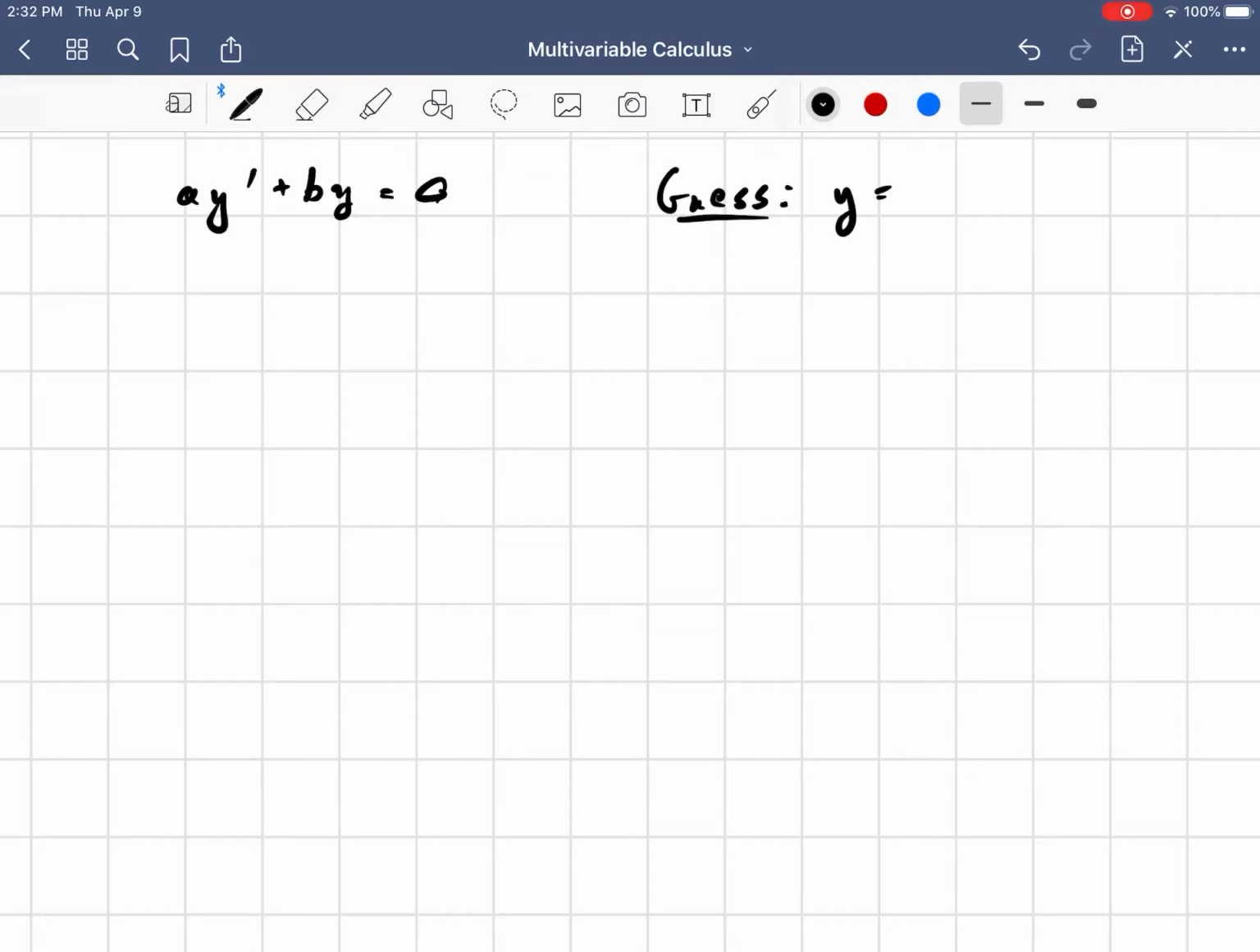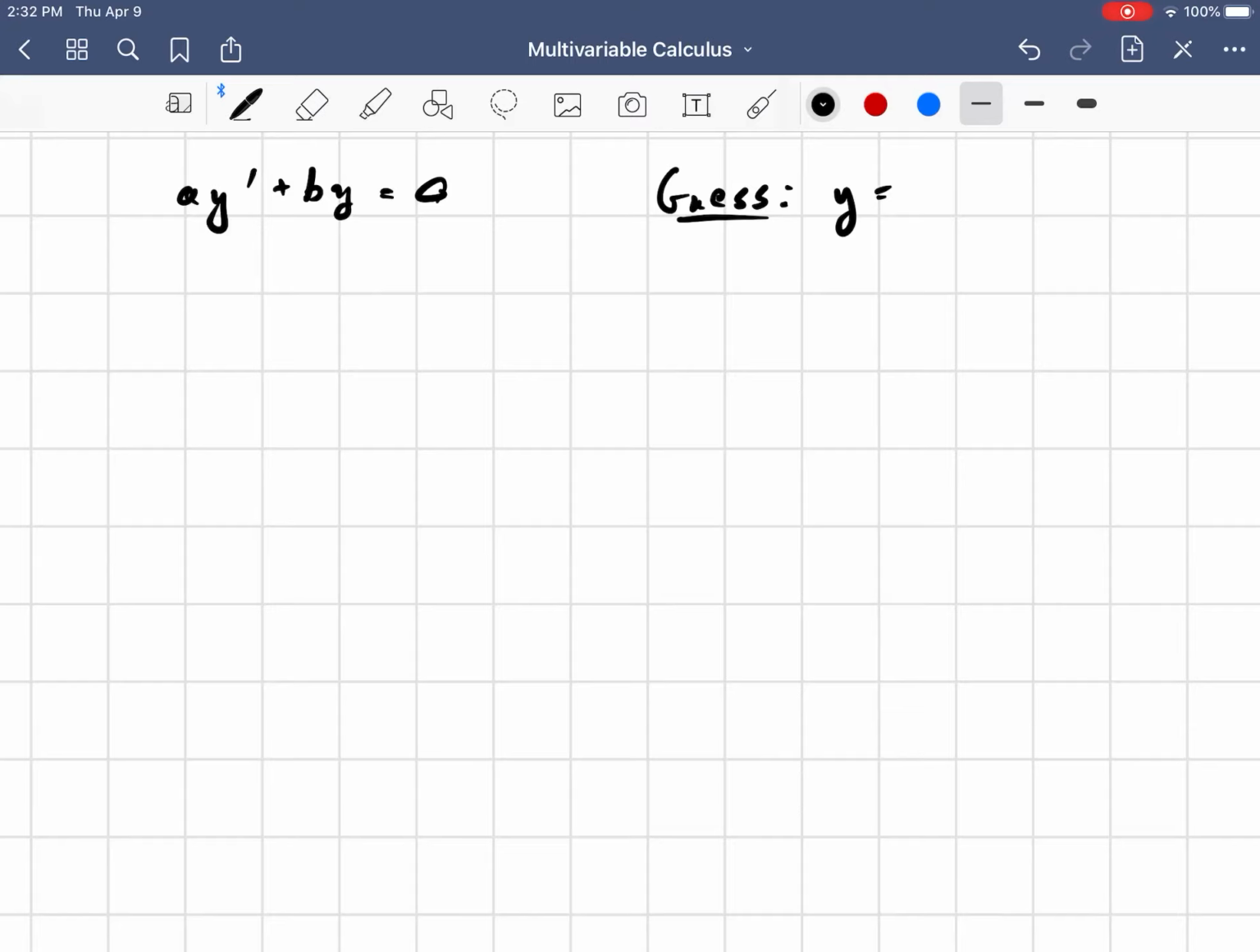that when you differentiate it, it's just some constant times the original function. So that when we multiply the derivative by a and the function by b, that's the only way that they could cancel out and give us 0.